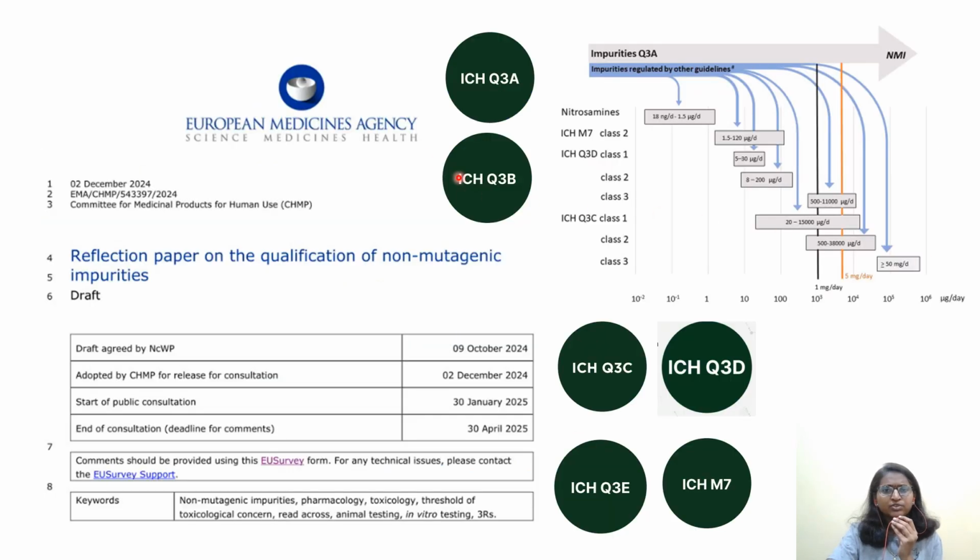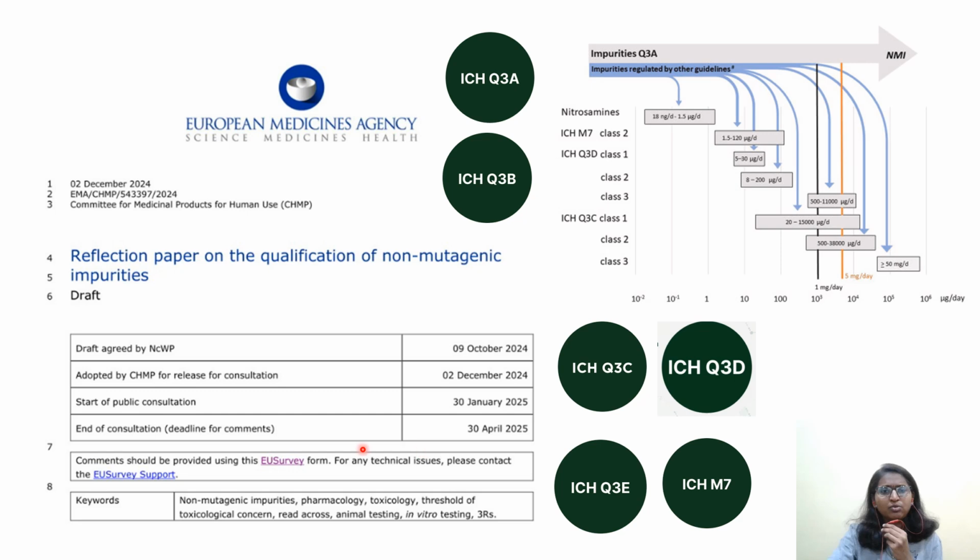Okay. So generally, as you know, in order to bring a guideline into effect, it has to undergo a series of discussions. First, this was agreed by the working party group, NCWP, in October 2024. Later on, it was adopted by CHMP for release for consultation on 02 December 2024. So in December 2024, it was open as a platform for any inputs from the pharmaceutical industry, from working scientists. Okay, the start of public consultation was 30 January 2025, and the deadline at the end of consultation is approximately 30 April. Implementation of this guideline should follow.